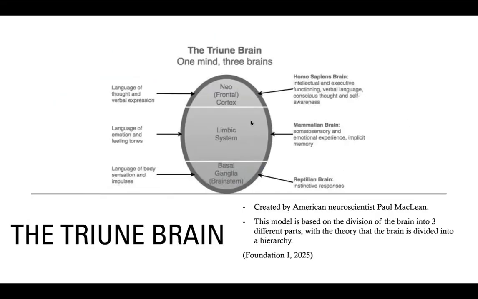This is the original brain model. This was created by an American neuroscientist called Paul MacLean. It's based on the division of the brain into three different parts, which is the theory that the brain is divided into a hierarchy. This is called the triune brain.